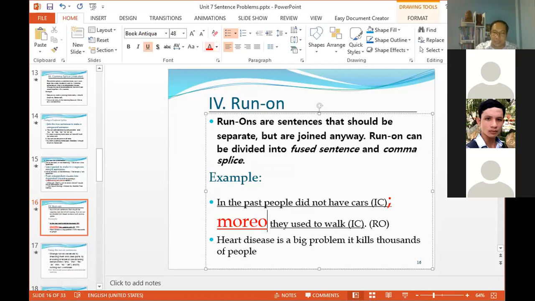And another one, how about this one? Heart disease is a big problem. This is one sentence, right? Don't forget, one sentence. Another one: it killed thousands of people. This is one more sentence. So that's why we call it run-on, when we join two sentences together without any punctuation.